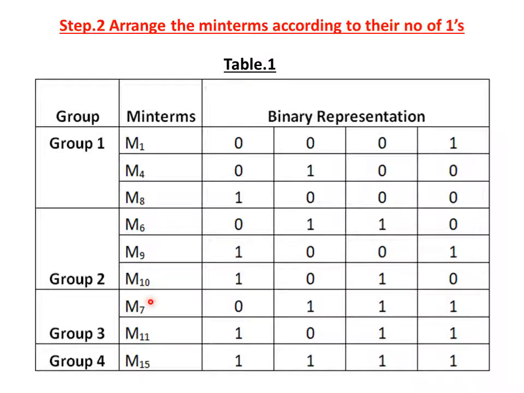Next, we are grouping those with 3 ones present in the combinations. So 7 has 3 ones and 11 has 3 ones. The next grouping is 4 ones. So 15 has 4 ones, and we are grouping it under group 4.